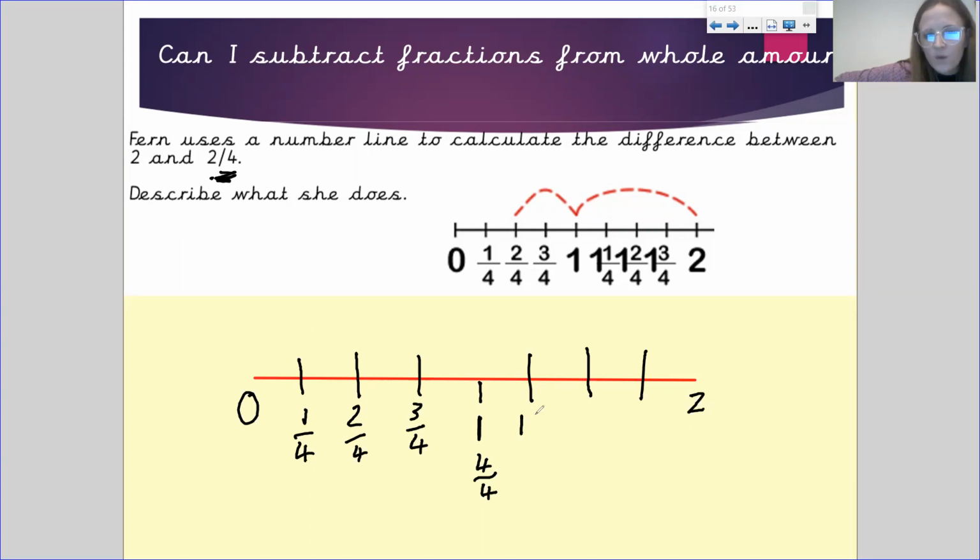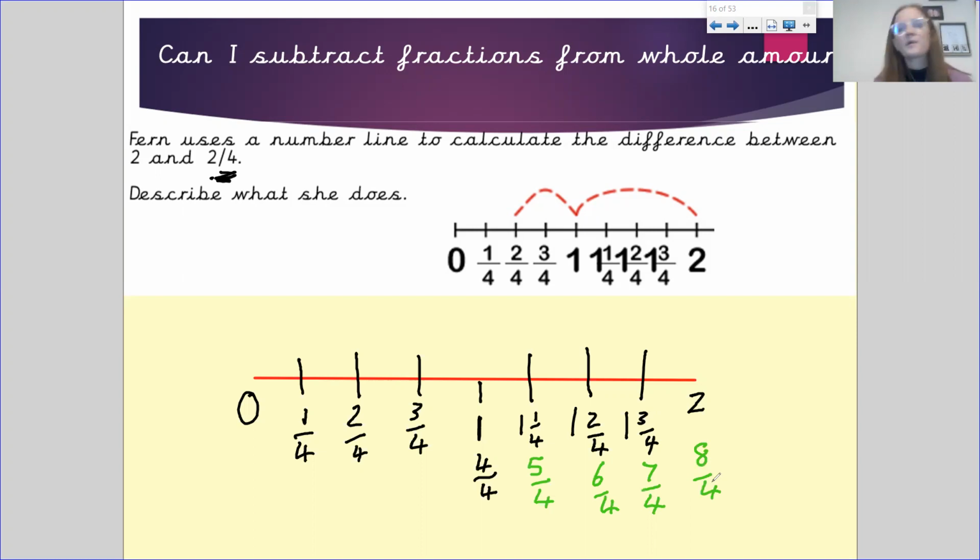Then this could be 1 and 1 quarter, 1 and 2 quarters, 1 and 3 quarters. If you want to write them as improper fractions, you could. It would just be, and I'll put them in a different color, 4 fourths, 5 fourths, 6 fourths, 7 fourths, and this is obviously 8 quarters, 8 fourths. Okay, so that's just showing you in a different color.